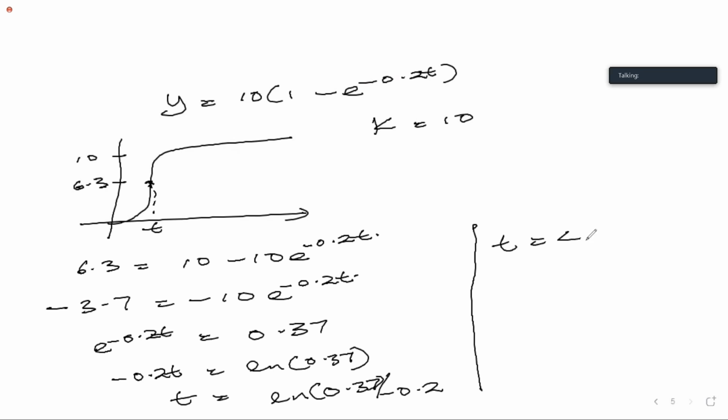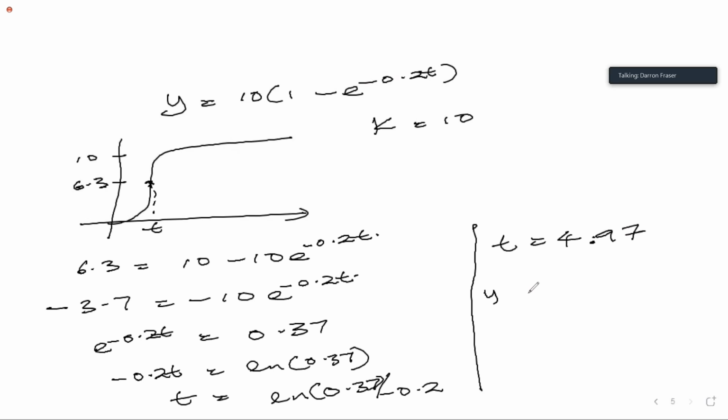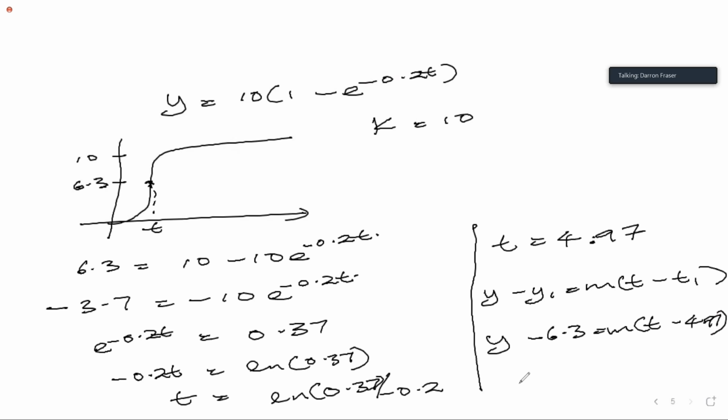4.97, almost 5. And so we say now y minus y1 equals m times t minus t1. We use the t now. So that's y minus 6.3 equals m times t minus 4.97. So we need to find m. So we have to differentiate.